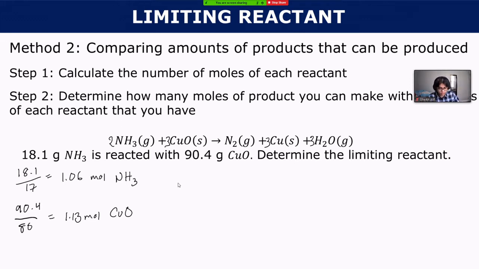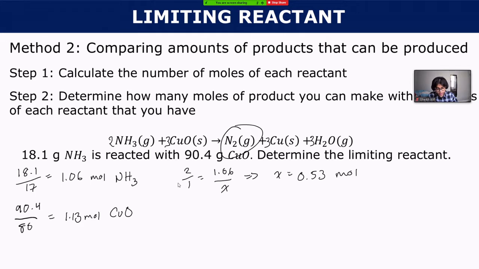Now we change up the steps from the previous method. Let's pick a random product. Let's say we'll take nitrogen gas. So with 1.06 moles of NH3, how much nitrogen gas could I make? Well, ammonia to nitrogen gas is in a 2:1 ratio. So if you find x here, x is going to be 0.53 moles. Okay, so with 1.06 moles of NH3, you can make 0.53 moles of nitrogen.